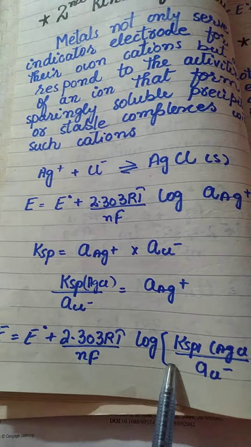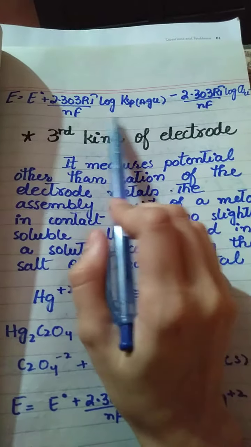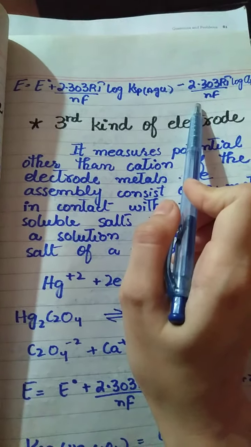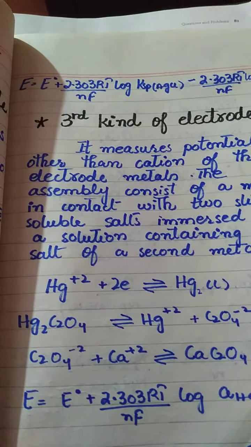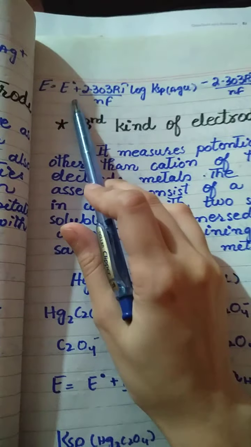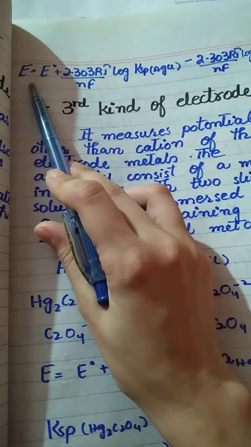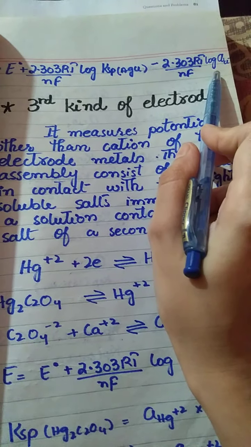If we simplify this equation further, we can write it like this, which shows that Ksp of this AgCl must have some specific value for this reaction, and E naught is a constant. So the potential of this electrode would directly depend on the activity of this anion.